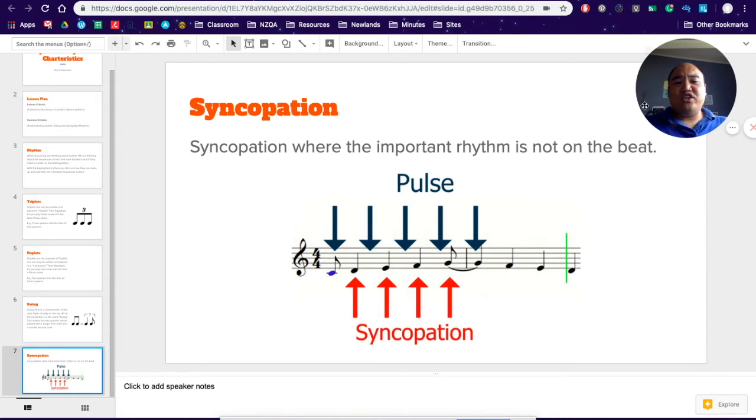So that is all you need to know about rhythm and rhythmic characteristics.